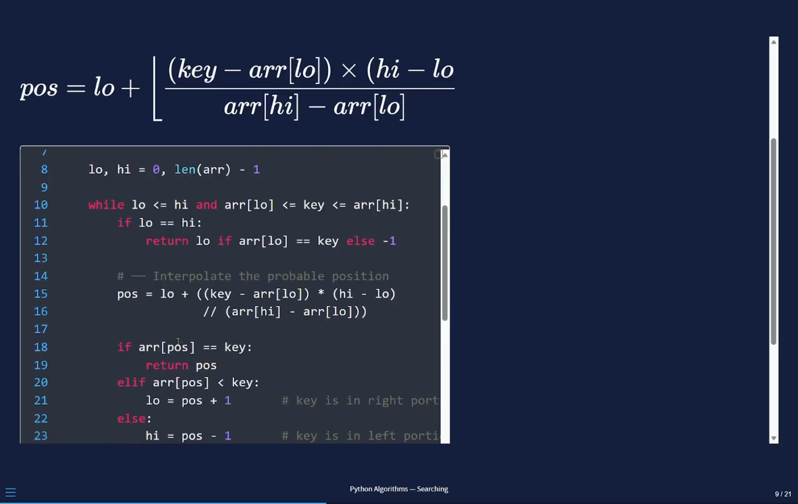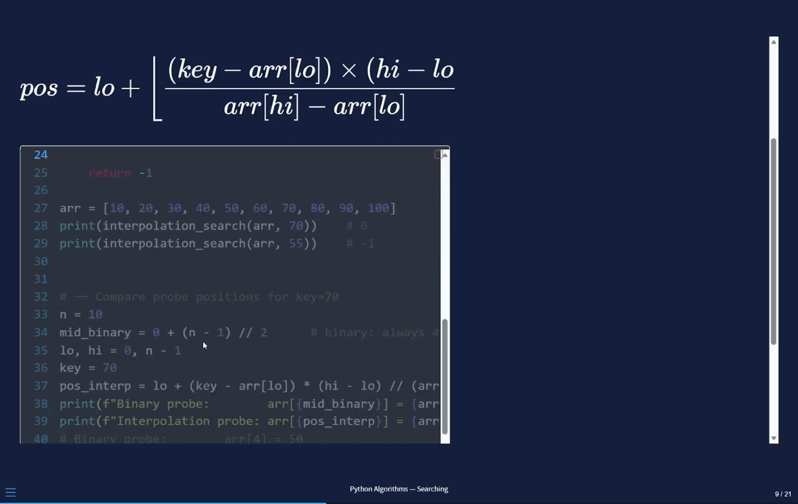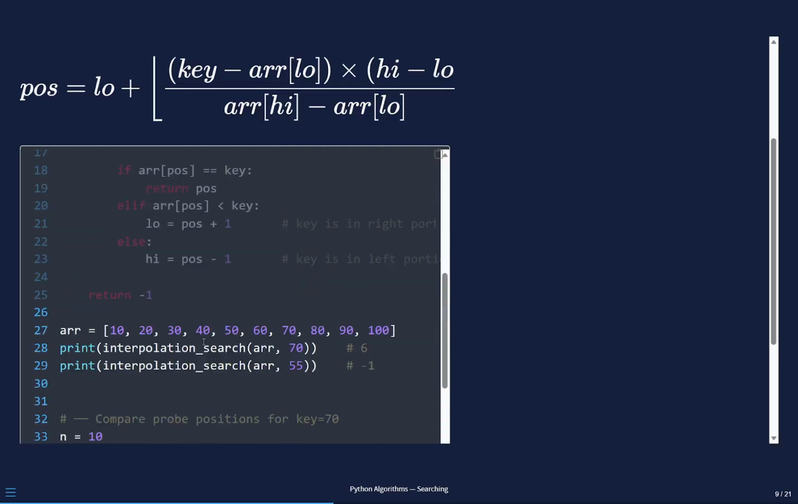Click. The code. The while condition includes arr[low] less than or equal to key, less than or equal to arr[high]. If the key is outside the current range, it's not present. On each iteration, compute pos with the interpolation formula, then the same three-way comparison as binary search. The key difference: pos is not fixed at the midpoint. It jumps to the estimated location.